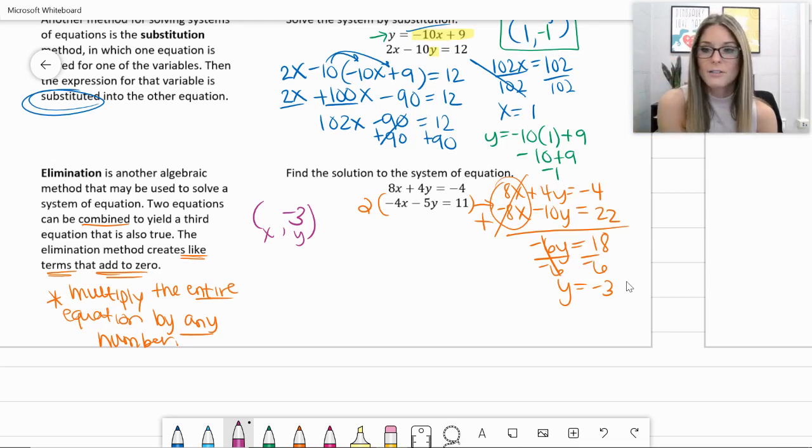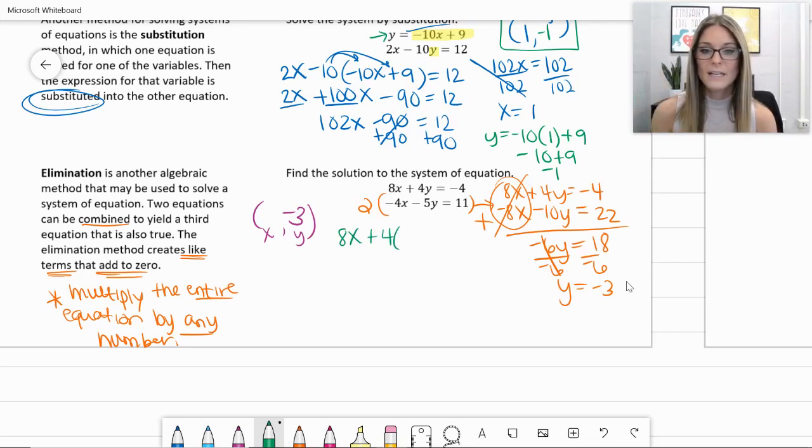Now I'm going to take that negative 3 that I got for y and plug it into one of my equations. It doesn't matter which one. You can choose top, you can choose bottom. I think I'm going to choose top because there's less negatives. If you want to use the bottom, you'll be fine. So let's see. 8x plus 4y.